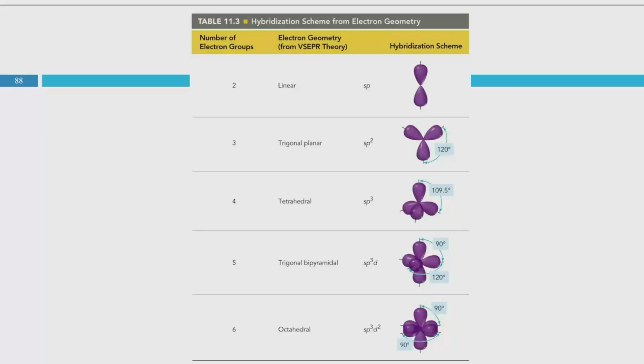So for hybridization schemes, the number of electron groups that we have on our central atom is going to match up with the total count of atomic orbitals that we put in. So if we have 2 electron groups, we need our s, and we need to add 1 p. Blend those together, we've got 2 orbitals. That's going to have linear electron geometry based on the number of electron groups.